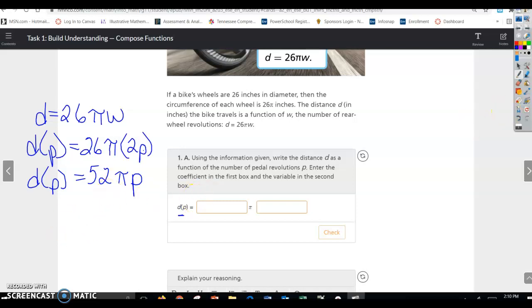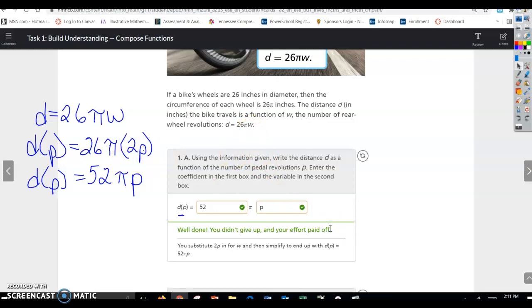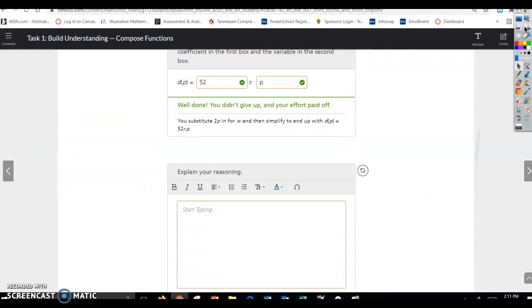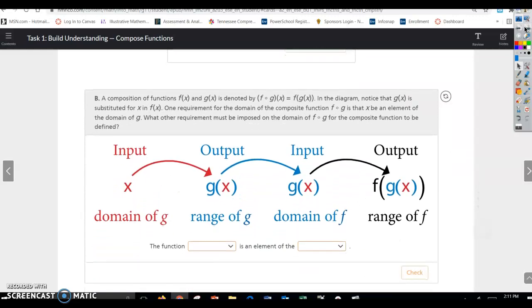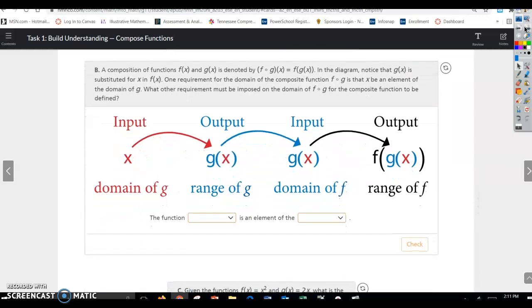So for the boxes down here, where it says enter the coefficient in the first box, the coefficient would be 52 pi, times, and the variable goes in the second box. We're using P now instead of W because we replaced W with 2P. All right, I just explained the reasoning, so we're going to move on to letter B.